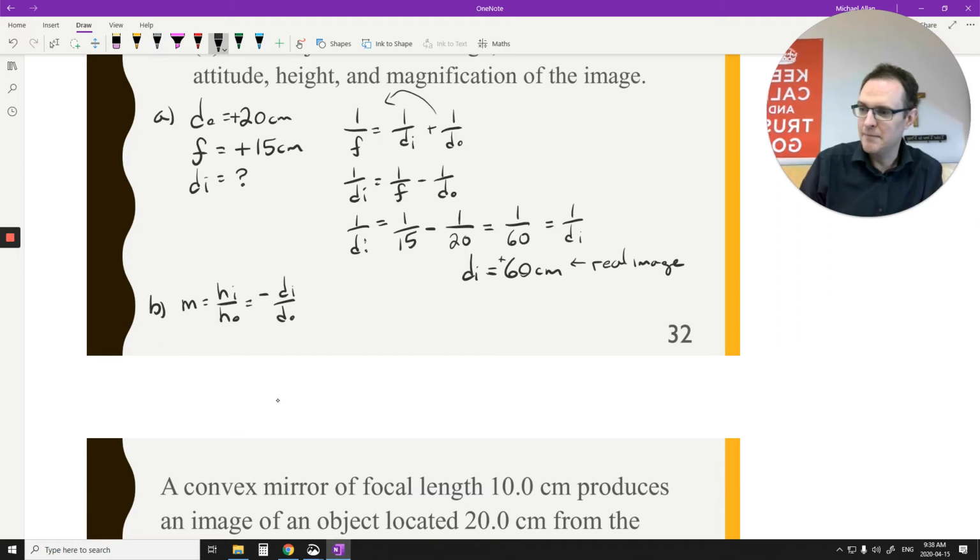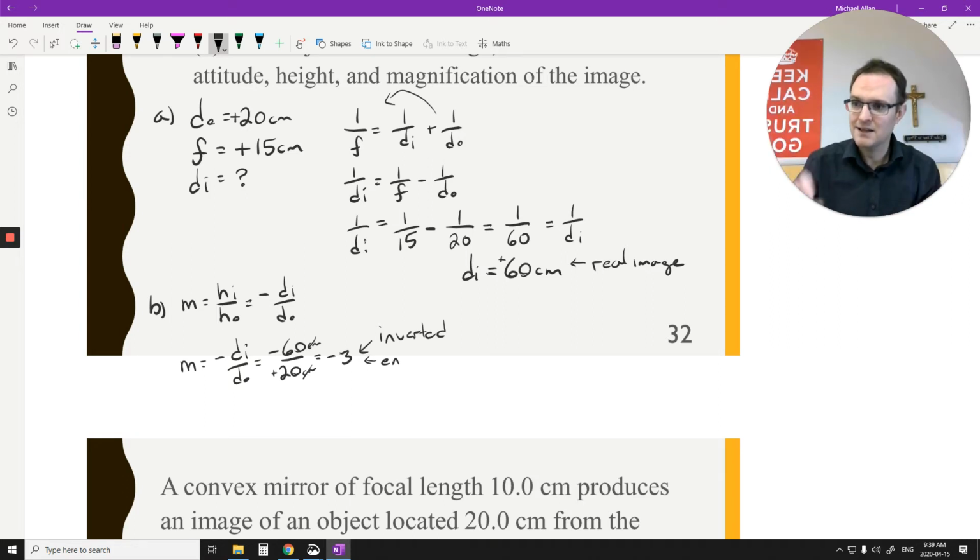So first of all, I'm going to solve for M. M is equal to negative di over do. I just ignore the height part for now. So negative 60 over positive 20. So I get negative 3. No units here because it's centimeters over centimeters, so those cancel out anyway. This is telling me a few things. It's telling me that the image is inverted because it's a negative number. It's also telling me that it's enlarged because the absolute value is greater than 1.